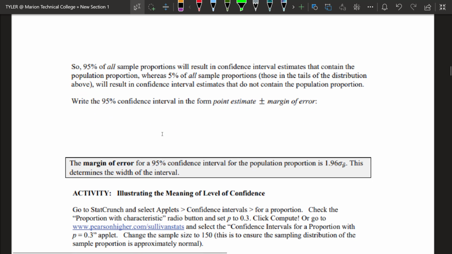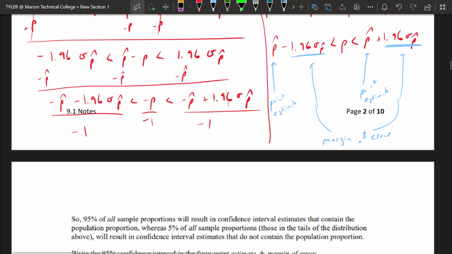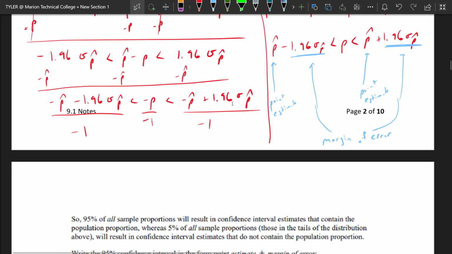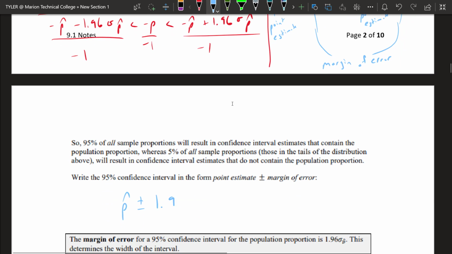So what this is saying is to write the 95% confidence interval in the form point estimate plus or minus margin of error. The point estimate is p hat, and the margin of error was 1.96 times sigma p hat. So that's what they want us to write there. If I add and subtract the margin of error, then I get the lower and upper bound of my confidence interval.